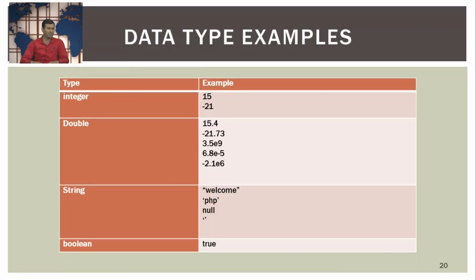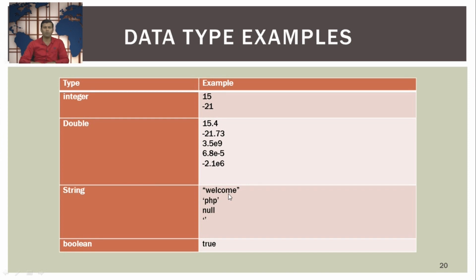These are some examples of data types. Integer, such as 15 and -21. This plus or minus sign is optional. If no sign is provided, by default it will be considered a positive sign. Double has a decimal point, so 15.4, -21.73, etc. These are all double data types.